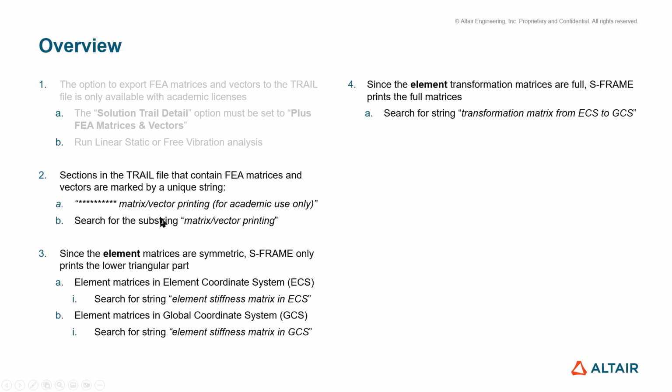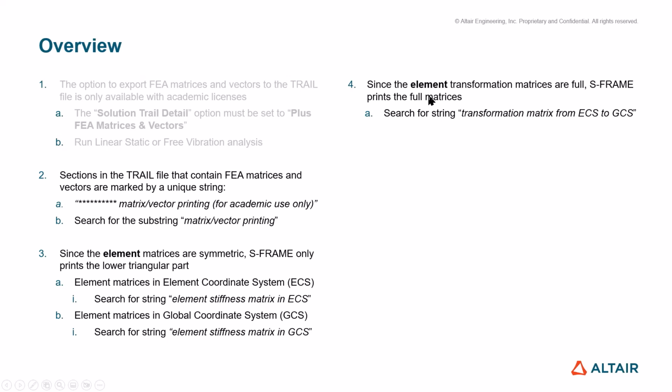More specific searches can be done for the element matrices. For example, if you're looking for the element stiffness matrix in element coordinate system, then you search in your text editor for this string here. If you're looking for the element stiffness matrix in global coordinate system, you search for this string. And by the way, if you're also printing out or exporting the mass matrix, then the only thing that you need to replace here is element mass matrix in element coordinate system. If you exported the stress stiffness, you just replace the word stiffness with stress stiffness matrix, etc.